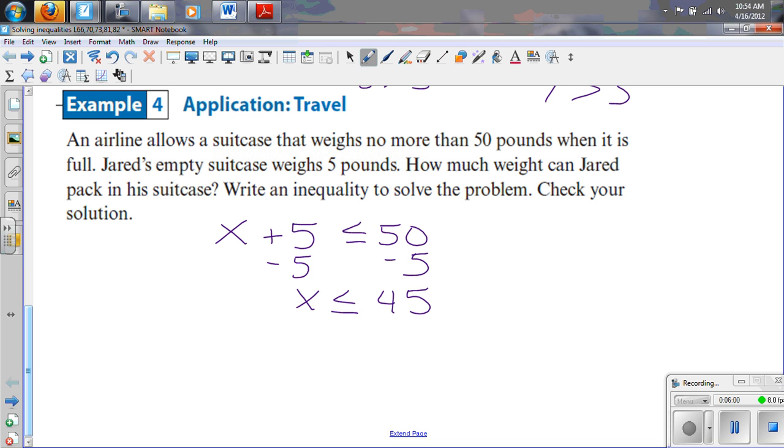Again, let's pick a number and check it. Let's pick 10. 10 plus 5, because 10 was less than 45, that's why I picked that. 10 plus 5 would be 15, and is 15 less than or equal to 50? And yes, it is. So we know that that's the correct direction that it needs to be in.